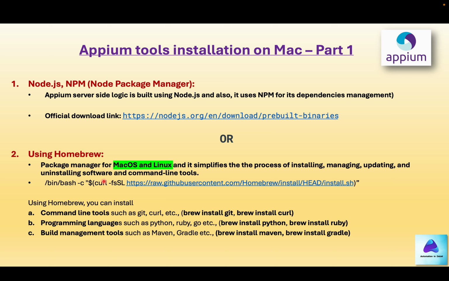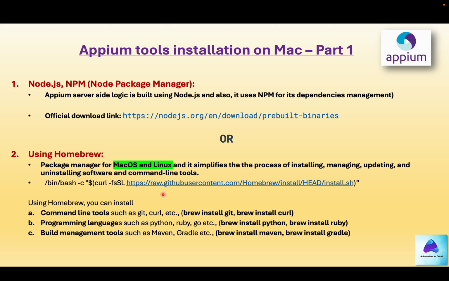Okay, before that, what is Homebrew? See, Homebrew is a package manager for macOS and Linux platforms only, not for Windows. It helps simplify the process of installing, managing, updating and uninstalling software and command line tools. So we need to install Homebrew in our system, so that we can download not only Node.js but a list of tools. I'll show you all the tools that we can download using Homebrew in some time.